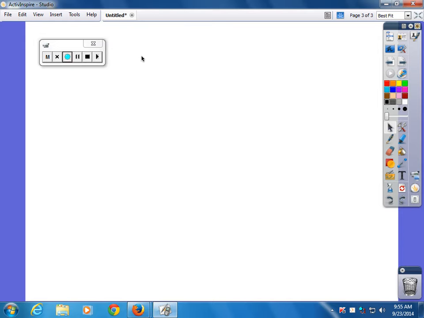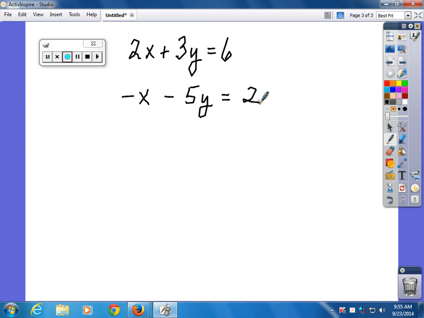2x plus 3y is equal to 6, and negative x minus 5y is equal to 2. Now, I have no idea what these two look like. I hope they're not parallel or perpendicular or anything, but I just made them up, so let's just see what we can do. So let's graph them.